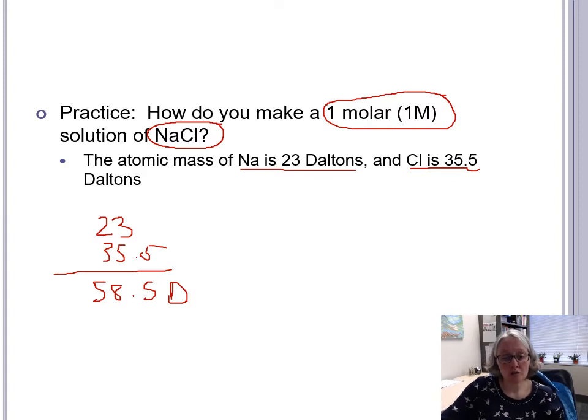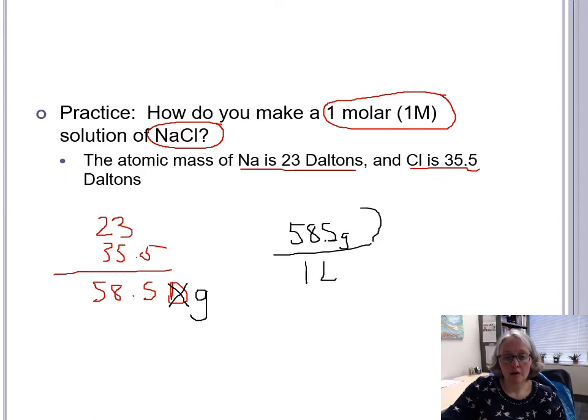So what do we do? We do the wonderful thing where instead of trying to measure out 58.5 daltons of something, we instead measure out 58.5 grams of something. That 58.5 grams automatically equals 1 mole. So we're going to take that 58.5 grams of salt and dissolve it in 1 liter of water. And that will give us a 1 molar solution of sodium chloride.